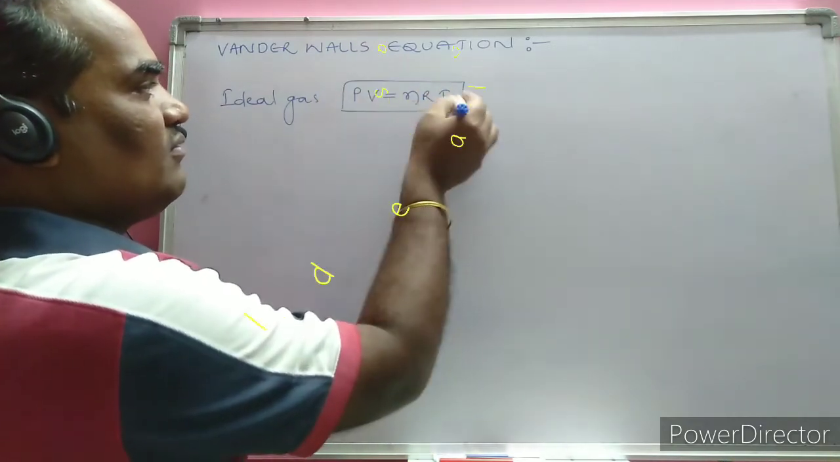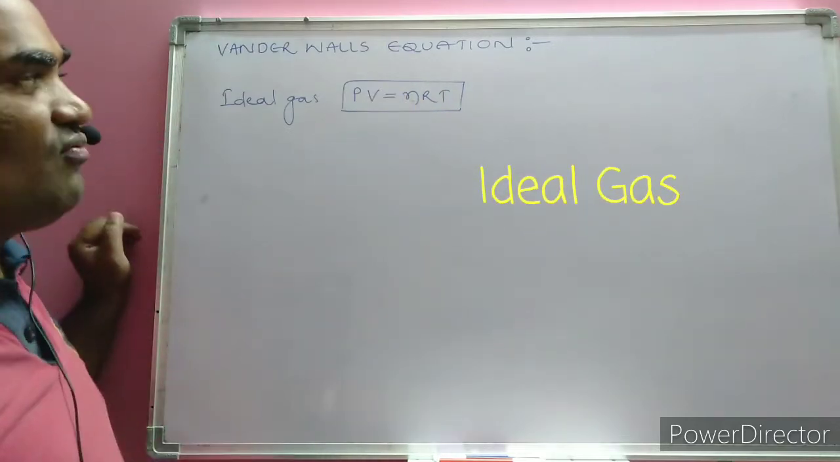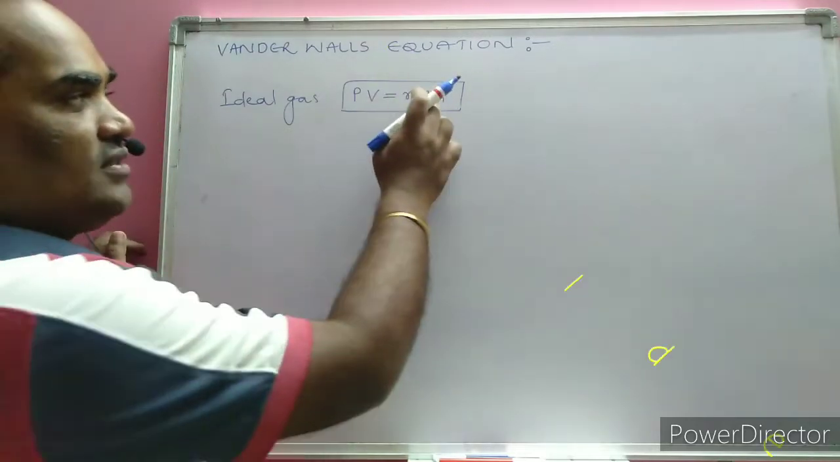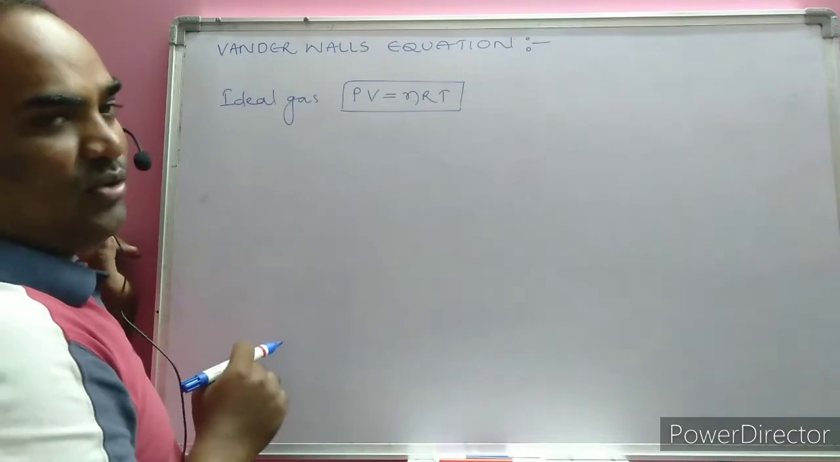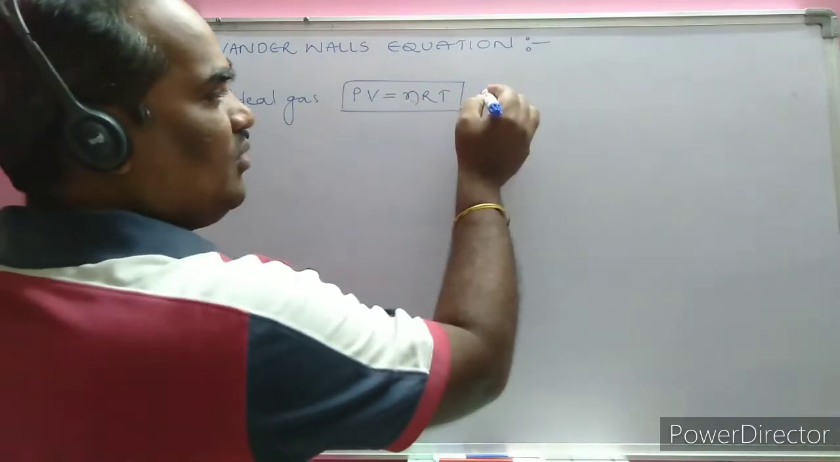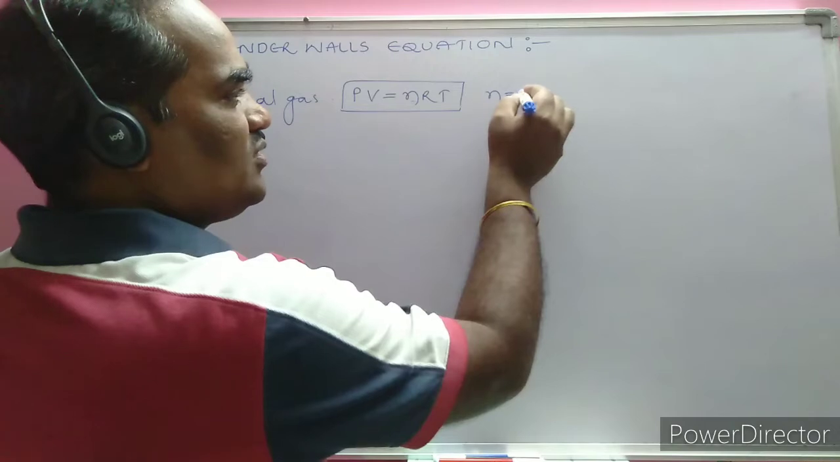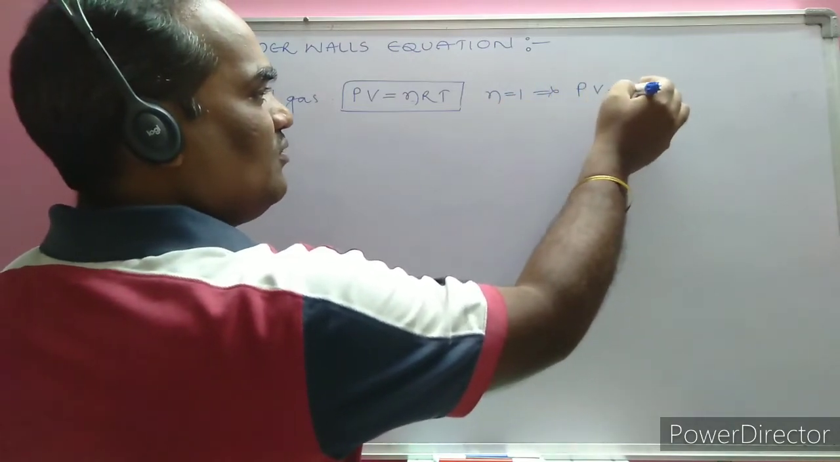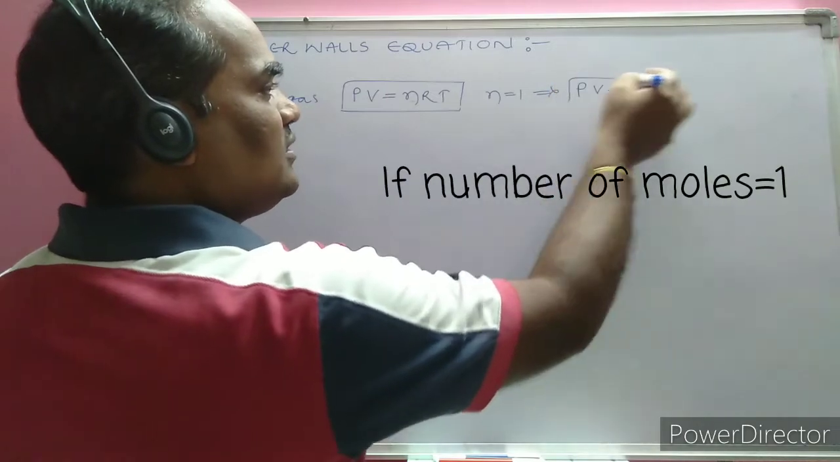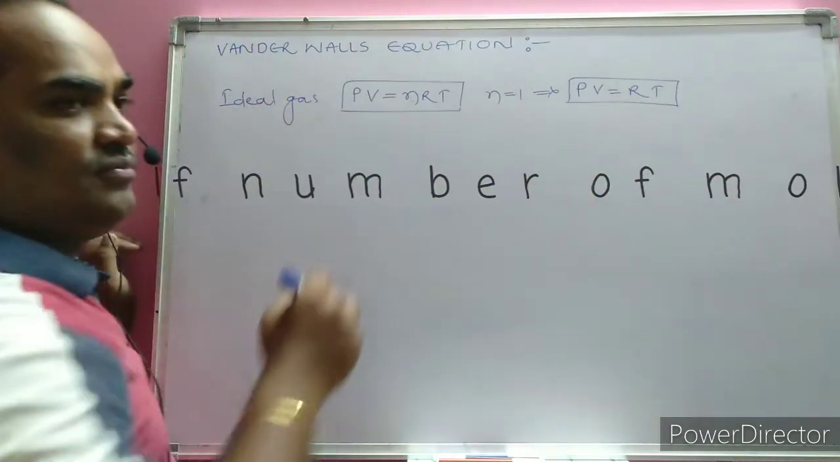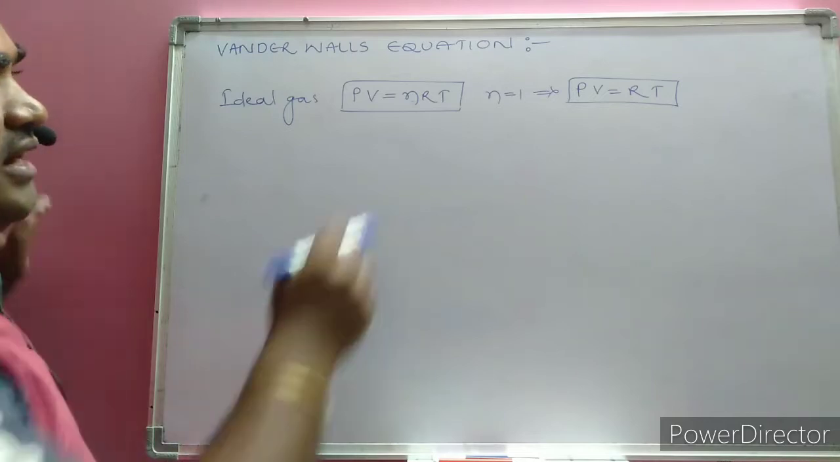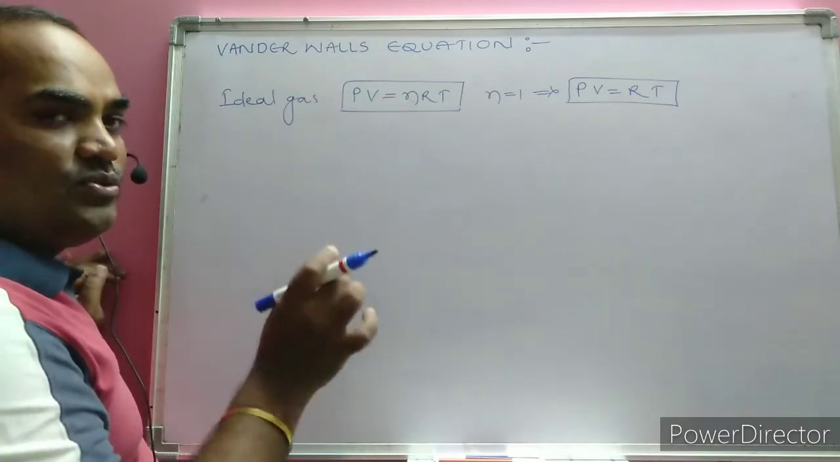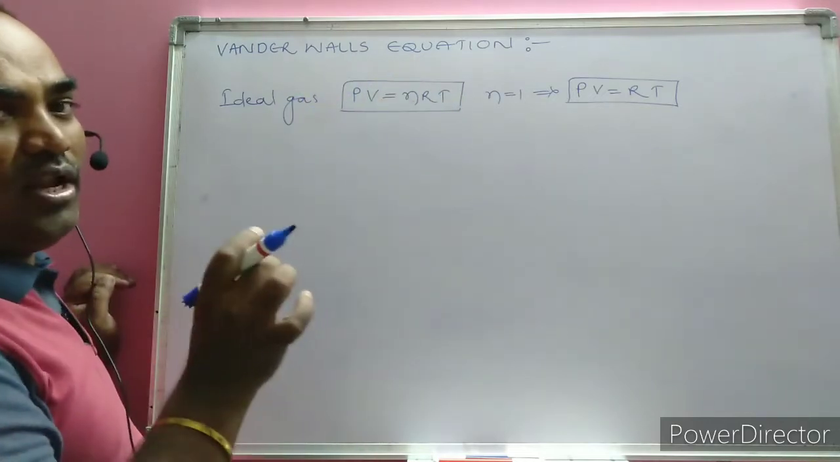P is for pressure, V for volume, n is the number of moles, R is the universal gas constant and T is the temperature. Now for 1 mole of the gas, the number of moles becomes 1, so the ideal gas equation becomes PV = RT. This is the ideal gas.